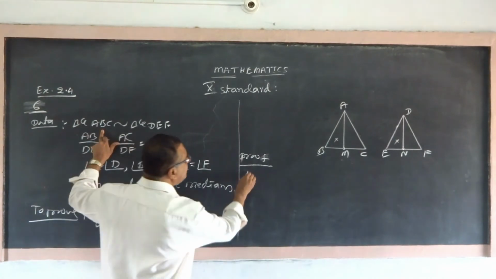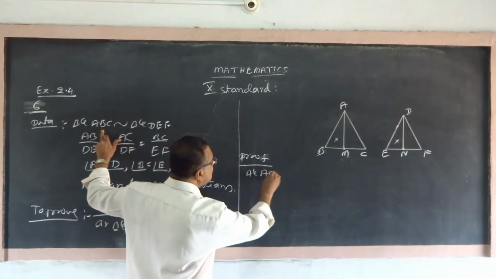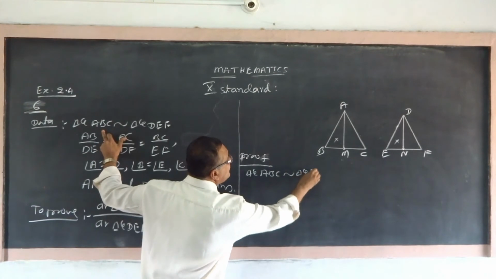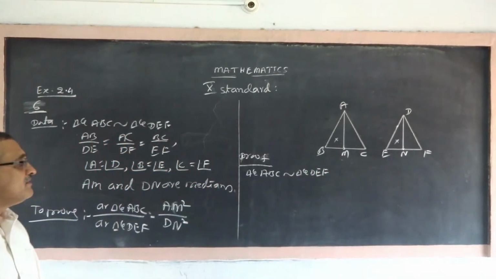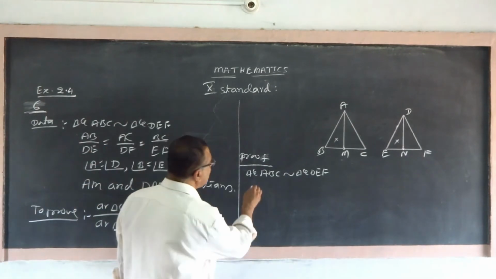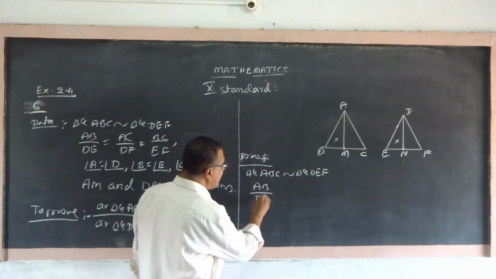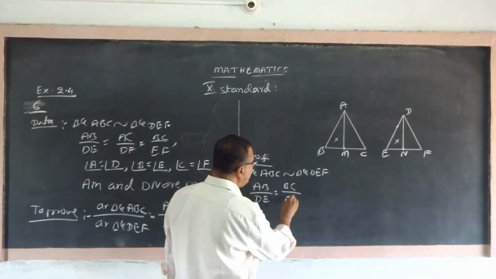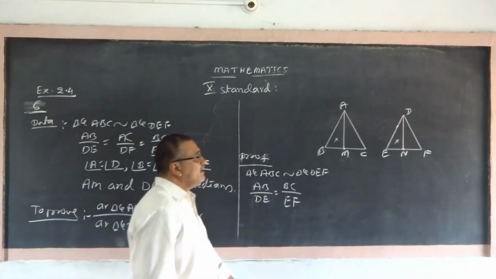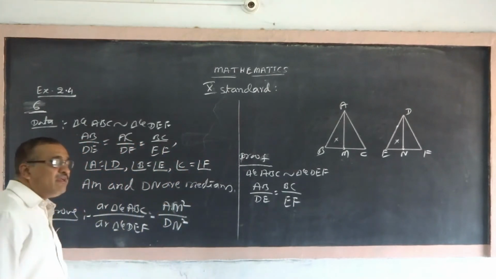Triangle ABC is similar to triangle DEF. Is it? Triangle ABC is similar to triangle DEF. Therefore, AB by DE is equal to BC by EF.